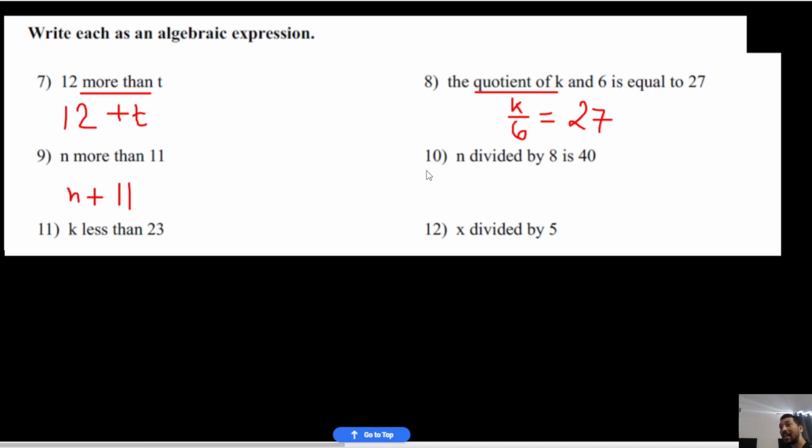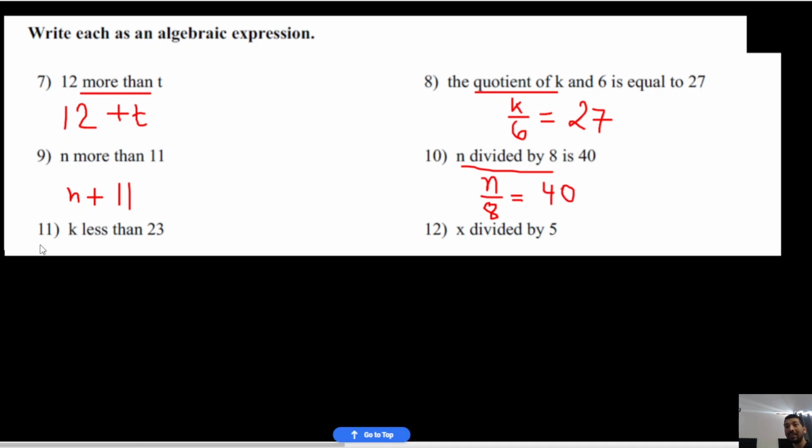Number 10, we have n divided by 8. Again, this divided by phrase refers to the division. So we have n over 8. So for division, we can always use the fraction bar. Is referring to the equal sign, 40.